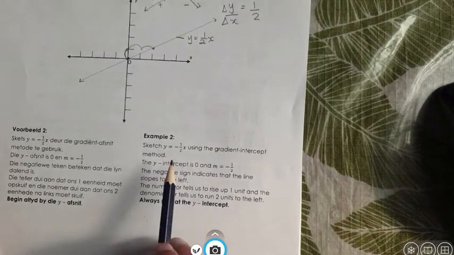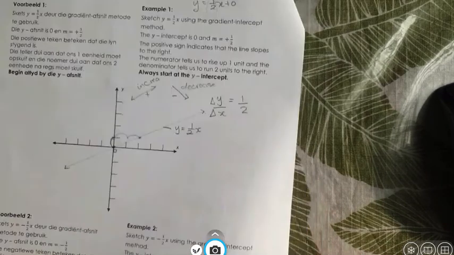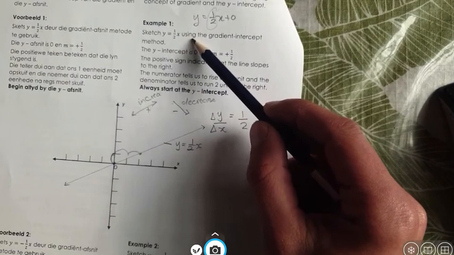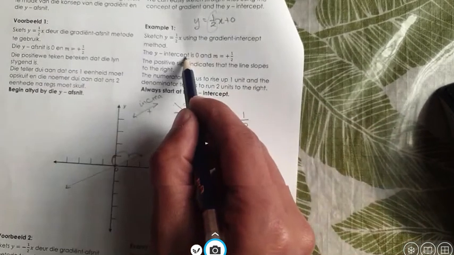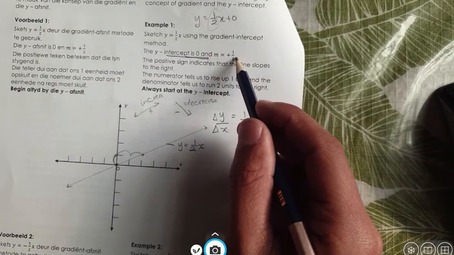Alright, so example, sketch y. Let's just read through example number 1. Sketch y is equal to a half of x using the gradient intercept method. The y-intercept is 0. Alright, the y-intercept is 0 and the gradient is positive 1 over 2.